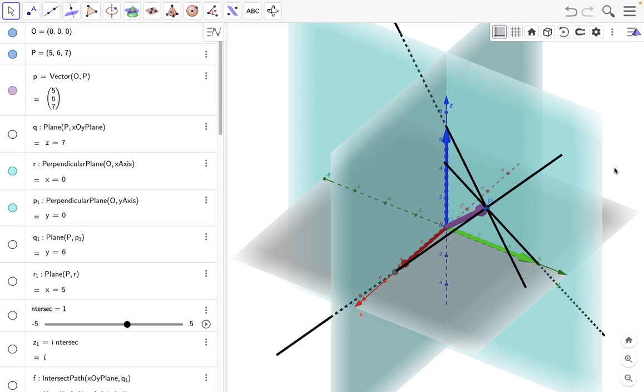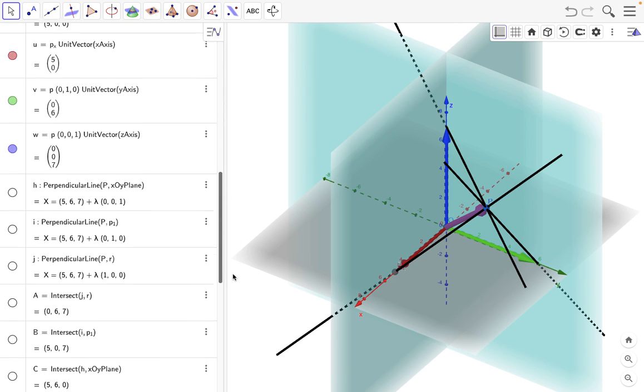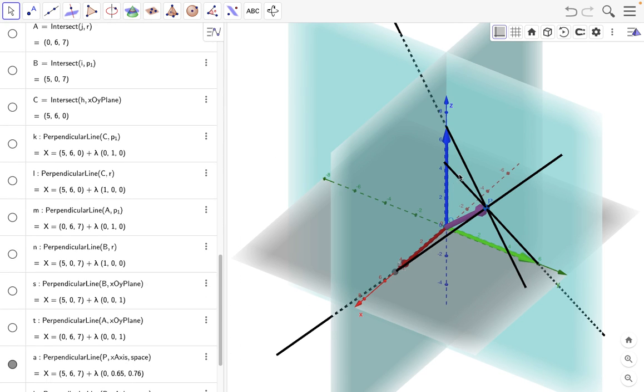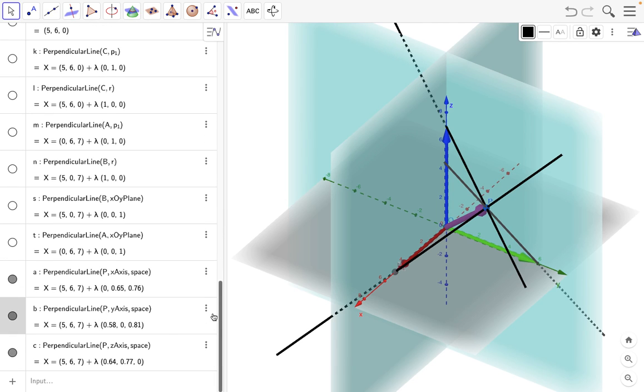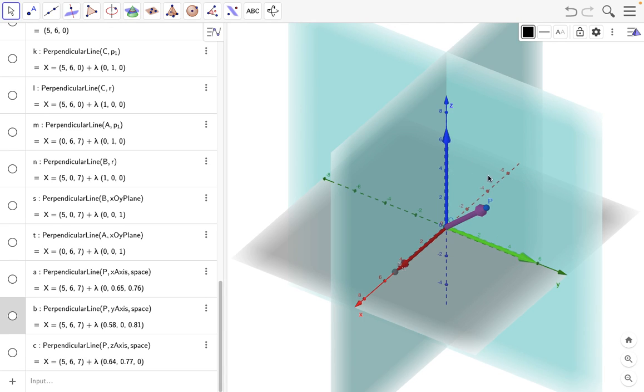Now we will draw perpendiculars also. These perpendicular lines we will remove and show now: these are the perpendiculars on the axes, first these three, this one and this one. So these three are the perpendiculars on the axes, and now we will show the perpendiculars on the planes.